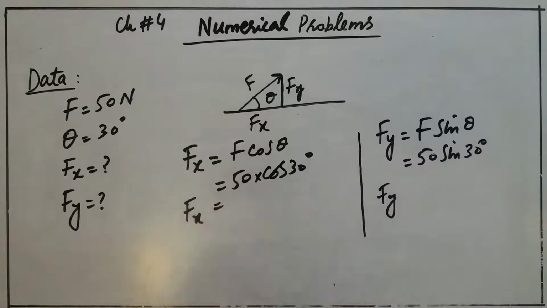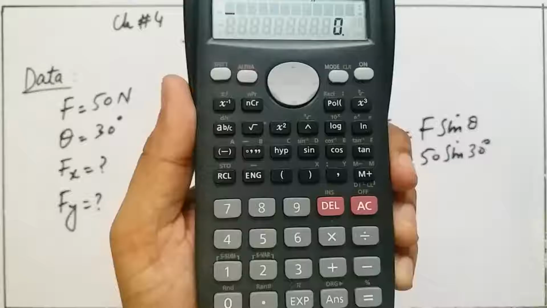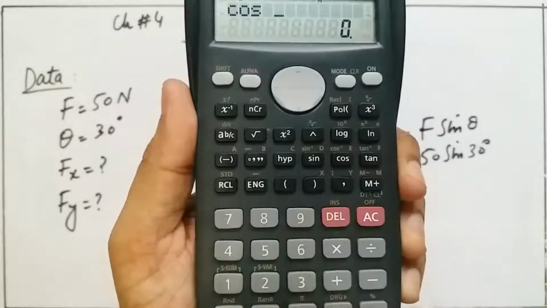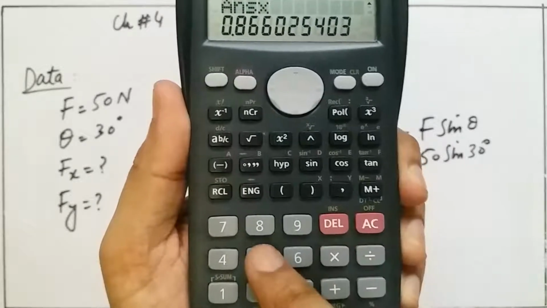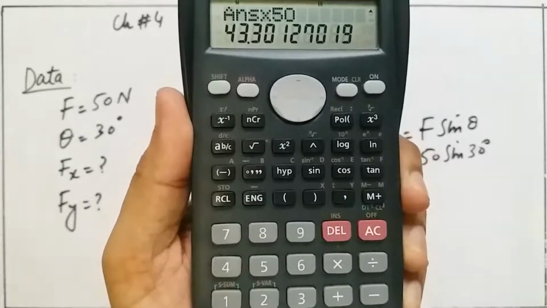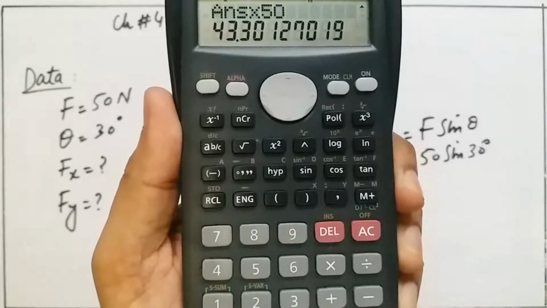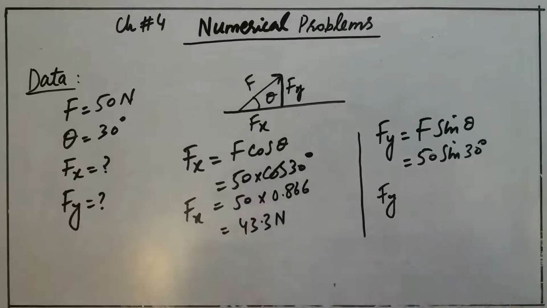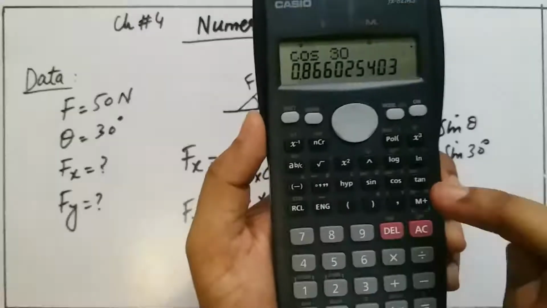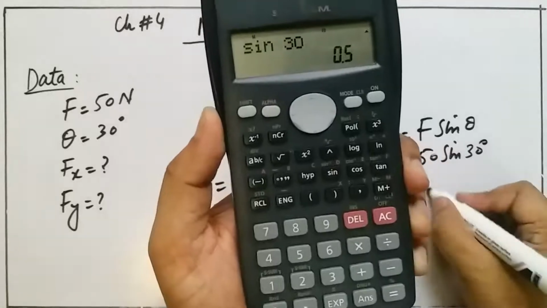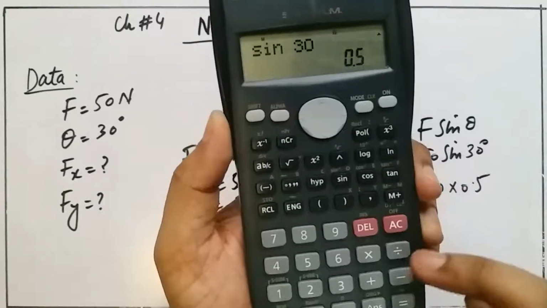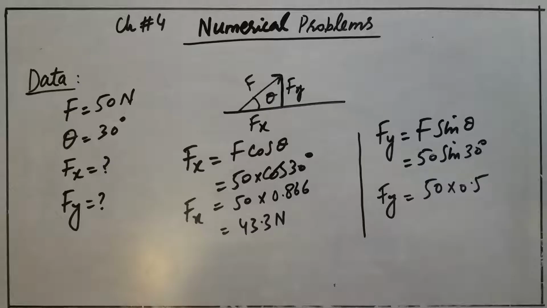So with the help of the calculator we can take these values. Press the button of cos, and then 30, the cos 30 is 0.866, and you have to multiply it with 50, and you will get the answer 43.3 Newton. That is the x component. And for the y component, we have to take the sine of 30. Press the button of sine 30, and you will get the answer 0.5, and multiply it with 50, you will get the answer 25 Newton. So this is the y component, and this is the x component of the force.